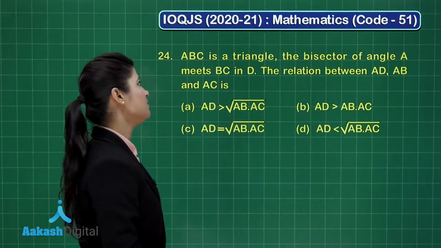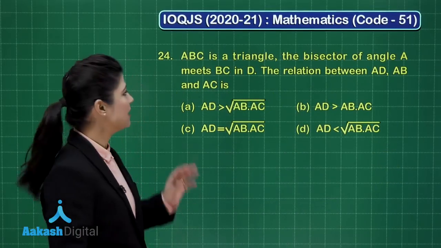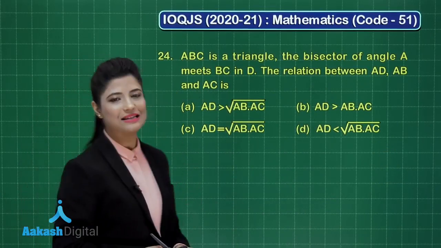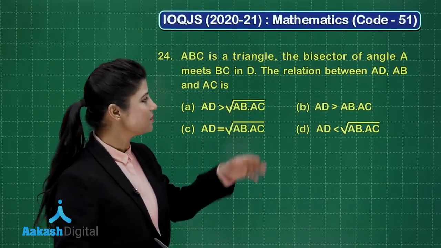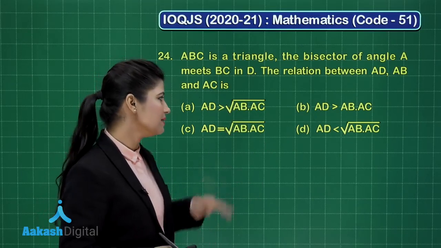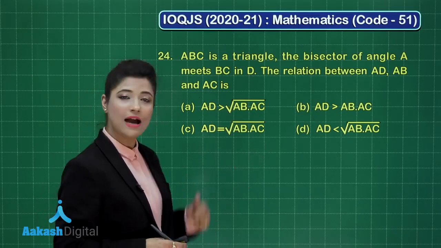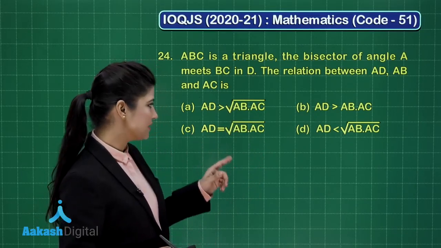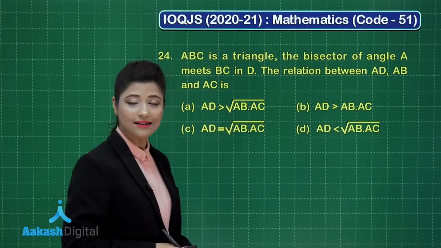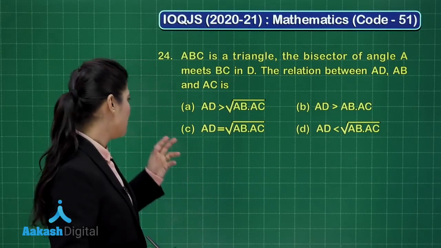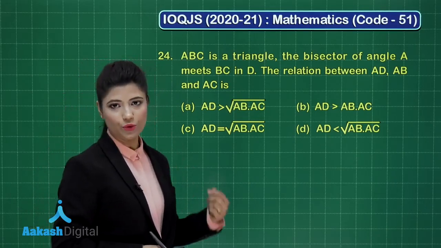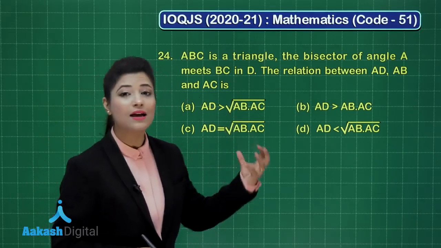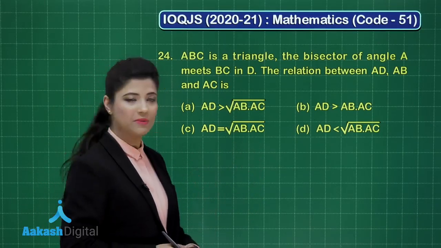Here we have question number 24. It states that ABC is a triangle. The bisector of angle A meets BC in D. The relation between AD, AB and AC is, out of these options: option A, AD greater than root over product of AB and AC. Option B is AD greater than product of AB and AC. Option C is AD is equal to root over product of AB and AC, while option D is AD is less than root over product of AB and AC.